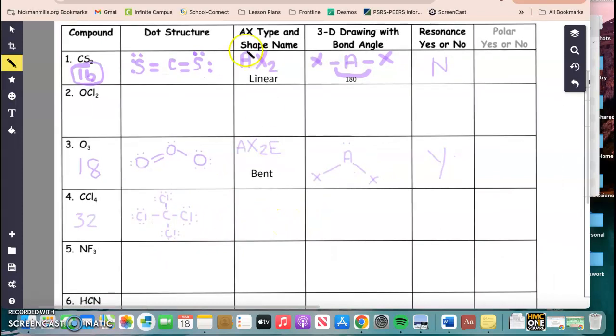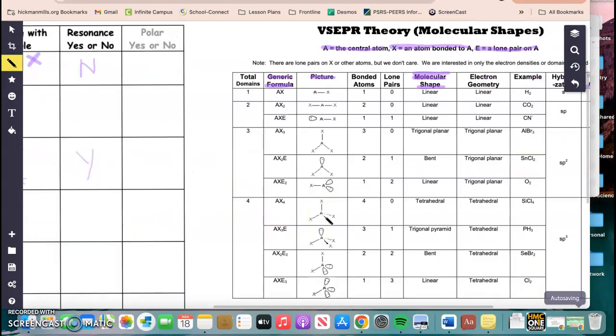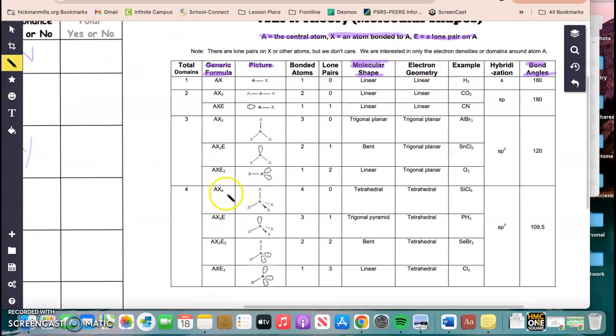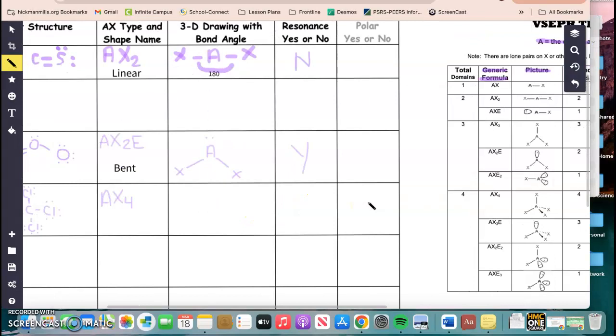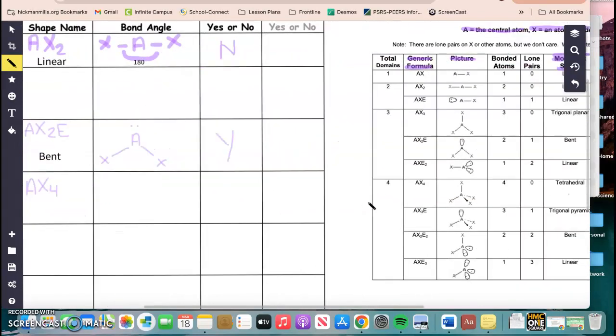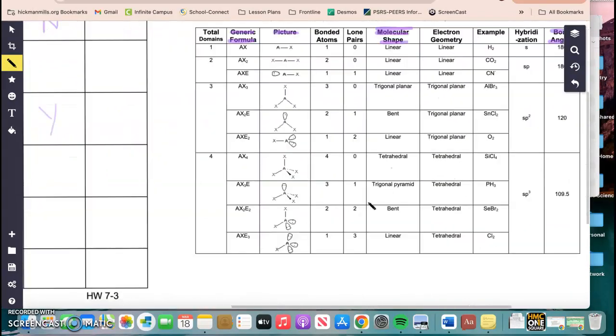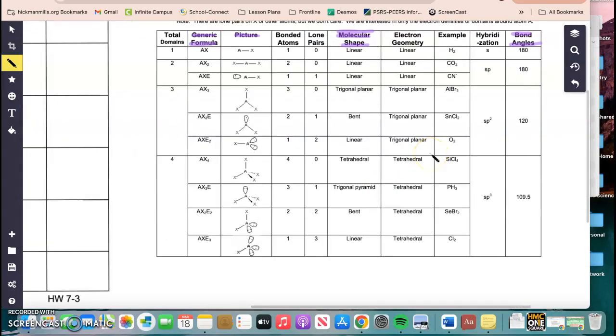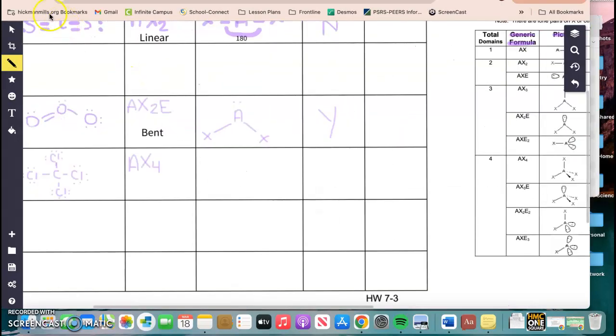So then our AX type, we have A, X, and we have 4 X's. We have 1, 2, 3, and 4. So when we go look at our chart here, we're looking for AX4, which is right here. That gives us this shape here, and that is known as tetrahedral. Real fast, I do want to go back to our bent shape and just make sure to add that our bent had a bond angle of 120.